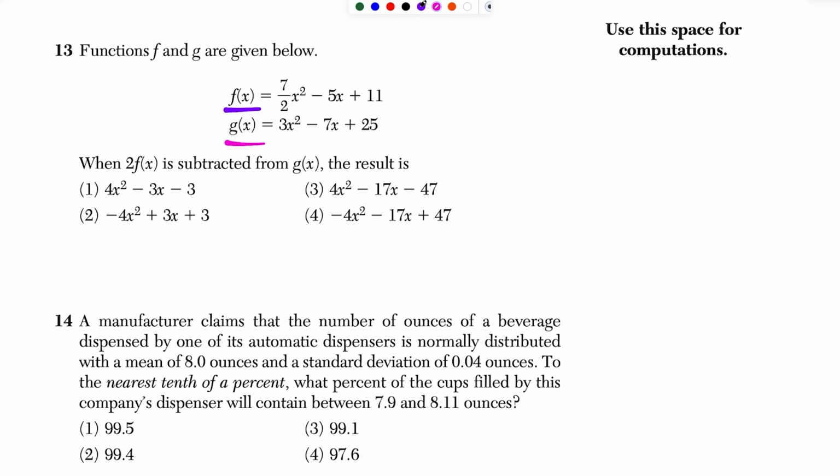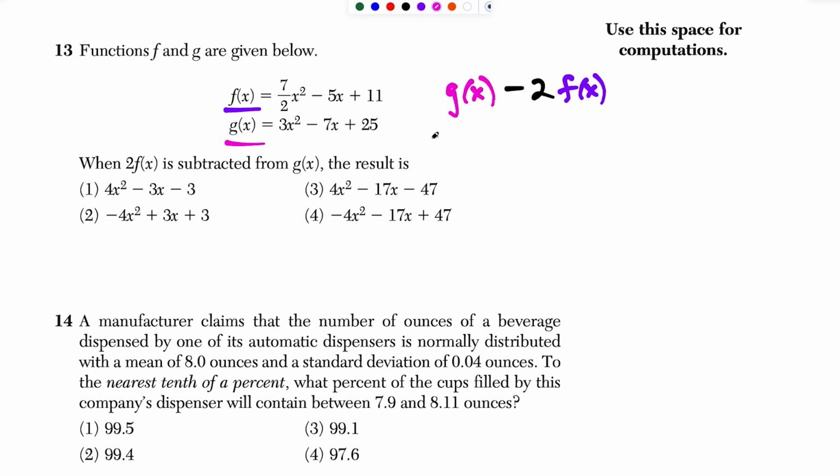So what we're doing is we are subtracting 2 times f of x from g of x. So g of x is going first, okay? We're going to have g of x, and we are going to subtract 2 times f of x. Okay, so that's the order in which we have to place these functions here. So remember, the phrase subtracted from means things are going to be flipped. So that's just a very sneaky detail to look out for.